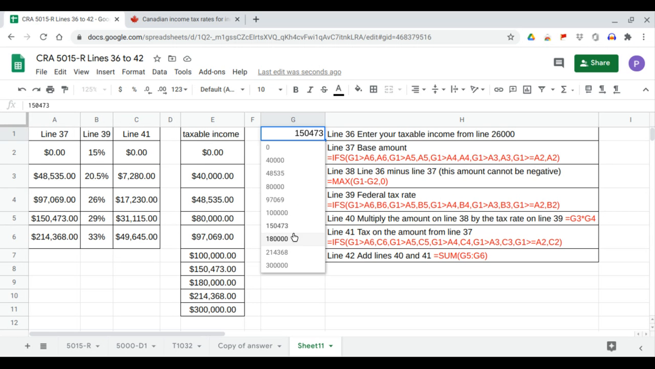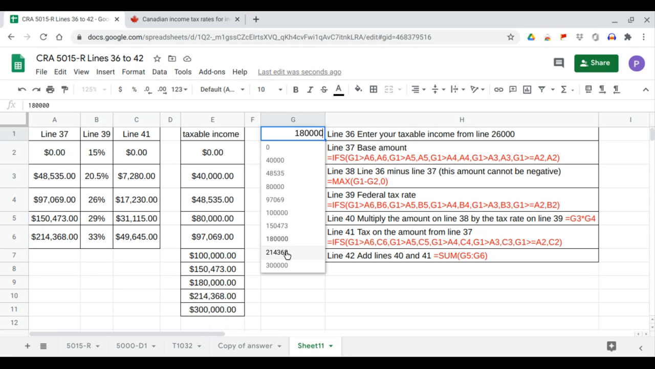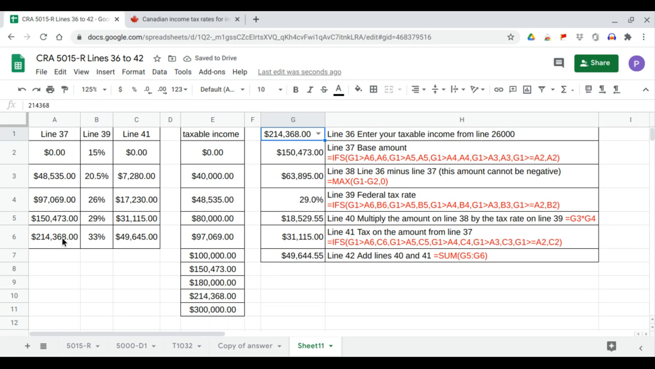If it is 180,000, now it's between this range. So the base amount will be 150,473, and the tax rate will be 29% because it's still within this range, and the tax on the amount is 31,115. If it is 214,368, this amount is still within this range. So the base amount is 150,473. The tax rate is 29%, and the tax on the amount is 31,115.